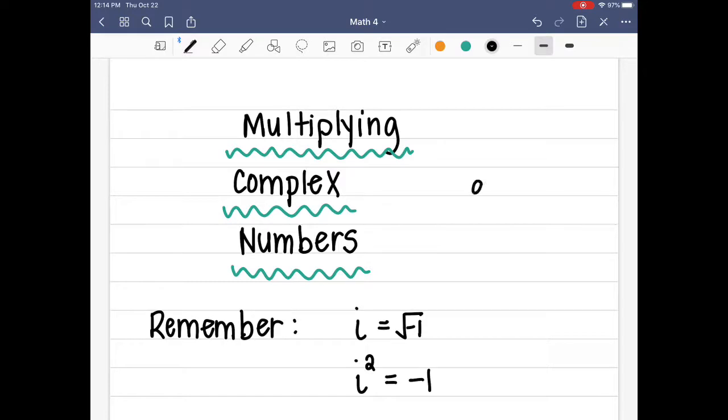Also remember that a complex number is the combination of real and imaginary together. So that a plus or minus bi.